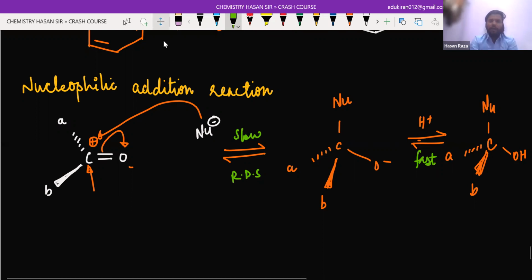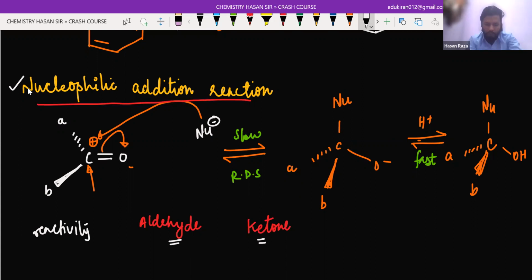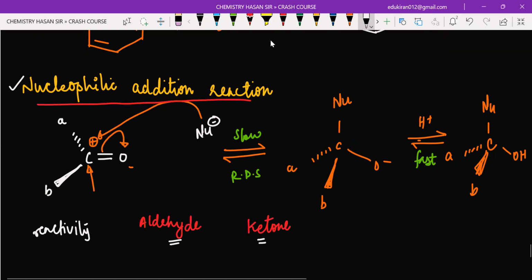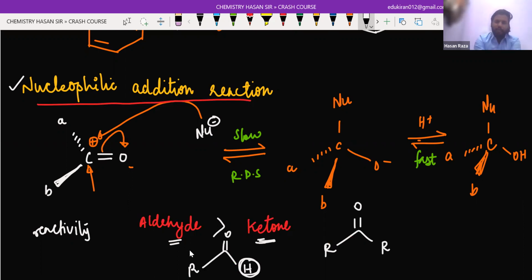Before that, I would like to ask a question about this nucleophilic addition reaction. There is an aldehyde, and there is a ketone. Can anyone tell me in which the reactivity will be higher for nucleophilic addition reaction, aldehyde or ketone? What do you think? Aldehyde. So it's very easy, it will be aldehyde. Why? As you know, in aldehyde there will be less steric hindrance as compared to ketone, because in ketone we have alkyl groups on both sides, but in aldehyde there is hydrogen on one side and an alkyl group on the other. So there will be less steric hindrance. That's why aldehyde will be more reactive towards this reaction as compared to ketone.